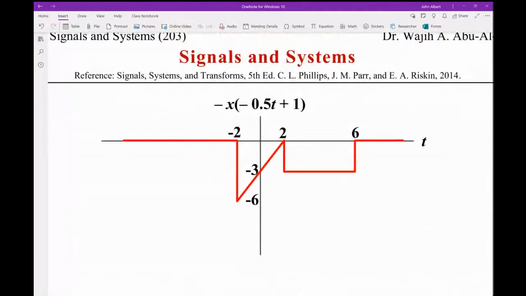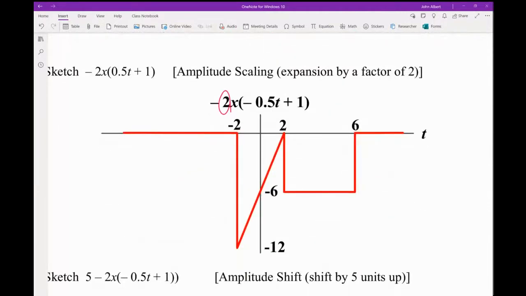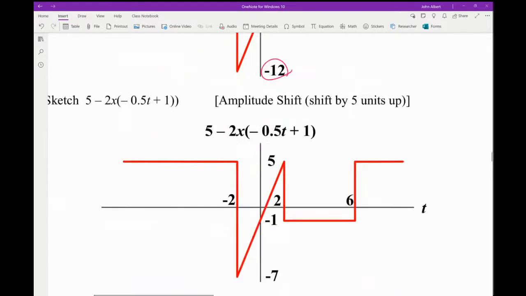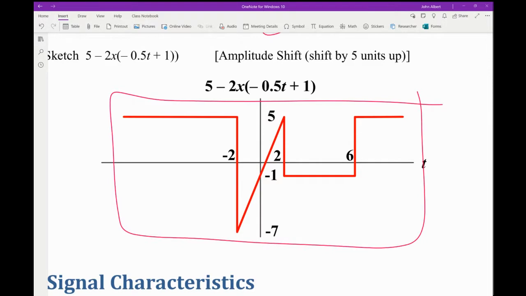I have done the amplitude reversal. This is the amplitude scaling by a factor of 2, so I have minus 12 in here and minus 6 in there. And the last thing is adding 5 in there will result in everything being shifted up by 5 units, which will result in 4. Okay? So this is basically the final answer that I'm asked to find. Okay?